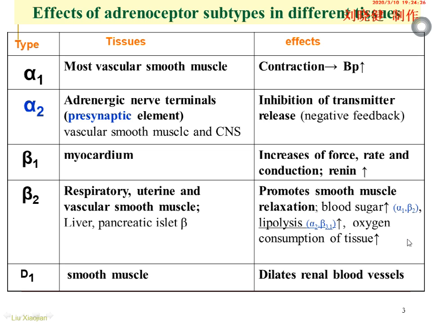And actually, alpha 1 and beta 3 receptors are also related to metabolism. Dopamine 1 receptor is in smooth muscle and induces relaxation of smooth muscle, especially in the kidney blood vessels, inducing vasodilation. So these are the effects caused by activation of these receptors. If some drugs are antagonists of these receptors, their effects are just opposite to these effects.